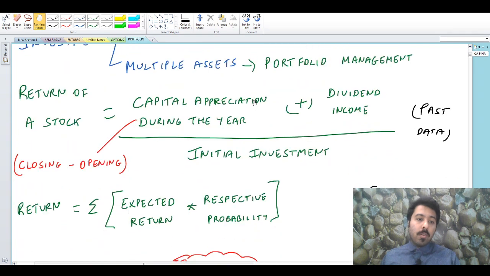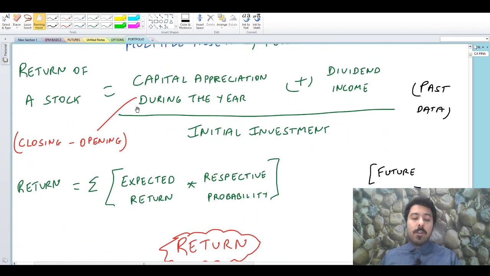Okay. So how do we calculate return of a stock? Return of a stock is calculated as capital appreciation during the year, closing value minus opening value, plus dividend income received during the year. The entire thing divided by the amount of initial investment. This will give you the return earned during the year. And this is done when we have past data, that is data related to the previous years. If we have future data, that is we have probabilities in the question.